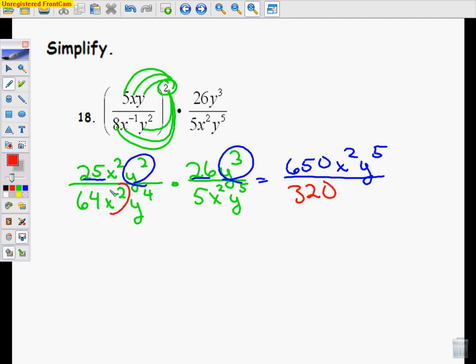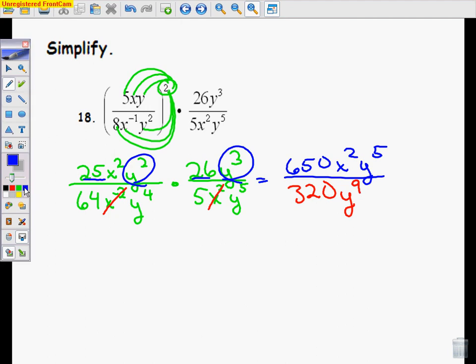X to the negative second times x to the positive second. Once again, we add those exponents, and we get x to the 0. Anything to the 0 power is 1. So these cancel each other out, because 1 times anything is itself. All right, and then here we have y to the fourth times y to the fifth. Once again, we add those exponents, making that y to the ninth.